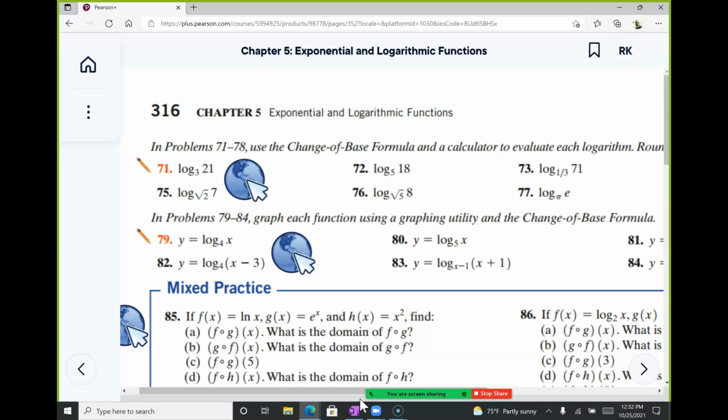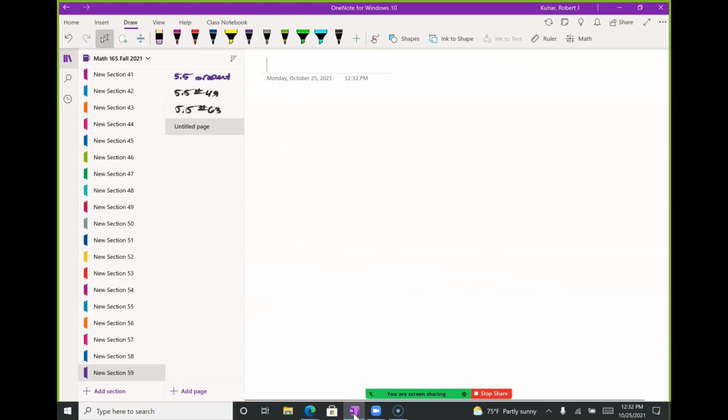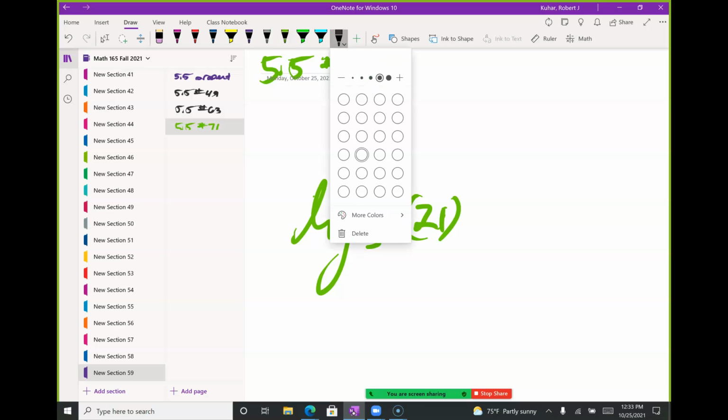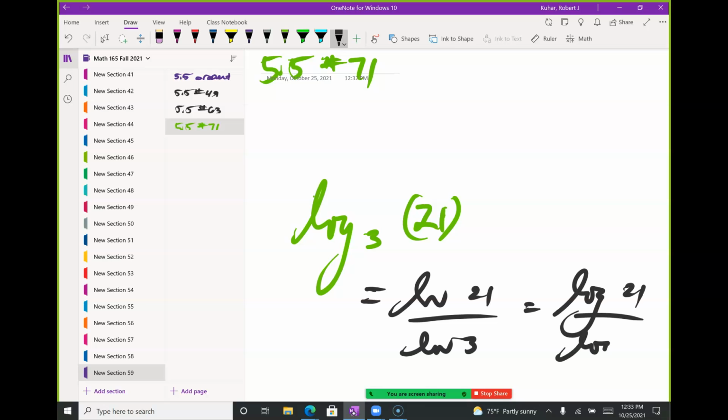So let's just do 71, log base 3 of 21. This is 5.5, number 71. Log base 3 of 21. Now there is a way for me to get this in my calculator. If you go into the math menu and then the functions menu, you'll see a log base b, but it's easier just to turn it into a change of base. So this would be the same as ln of 21 over ln of 3, or log of 21 over log of 3. So get me a decimal there.